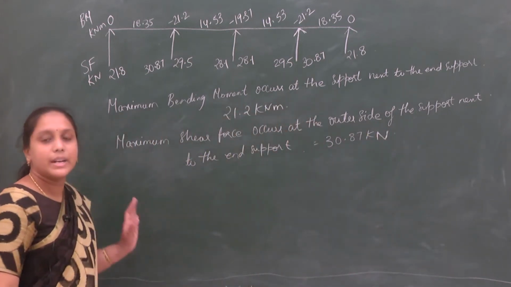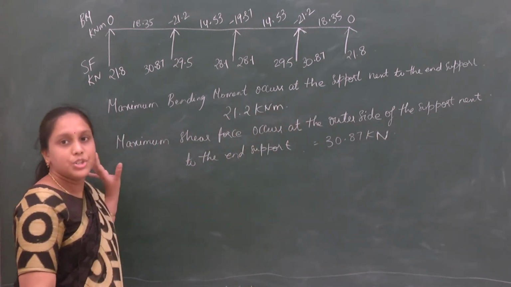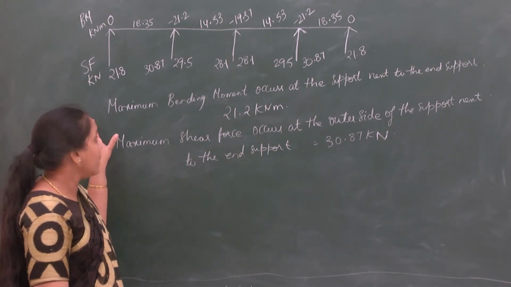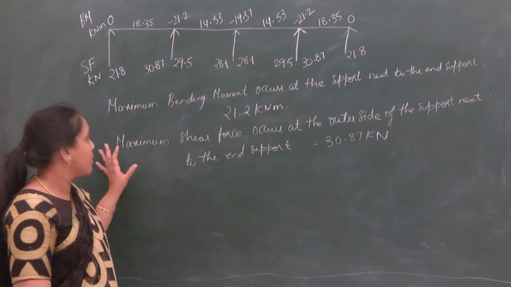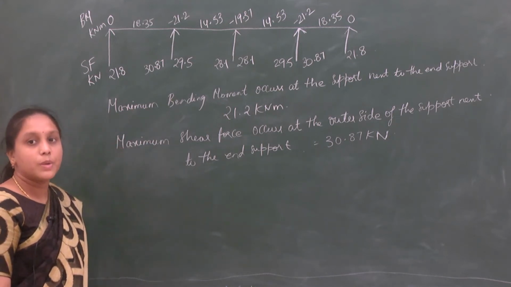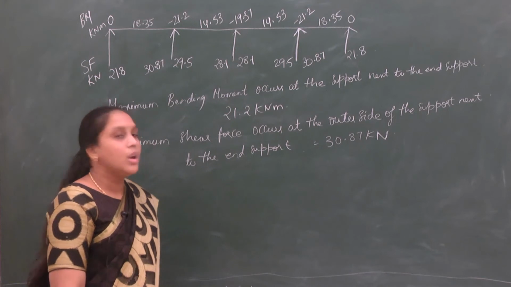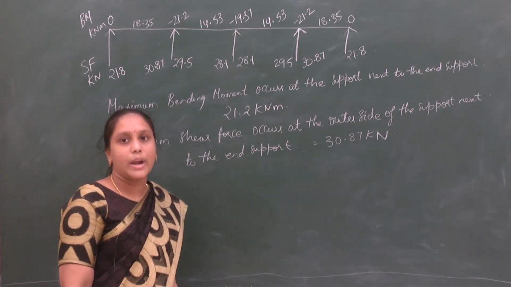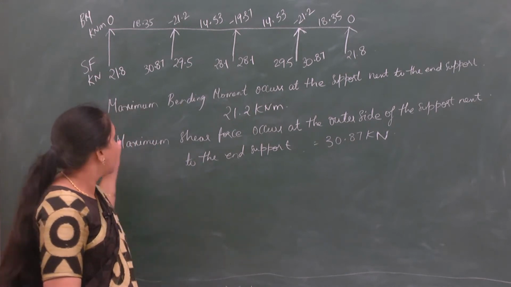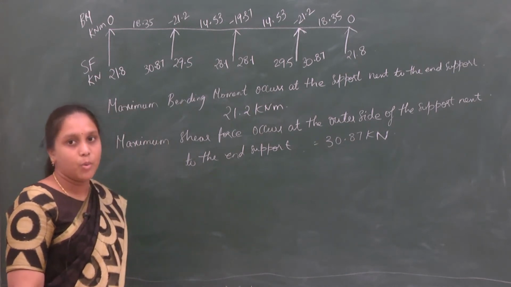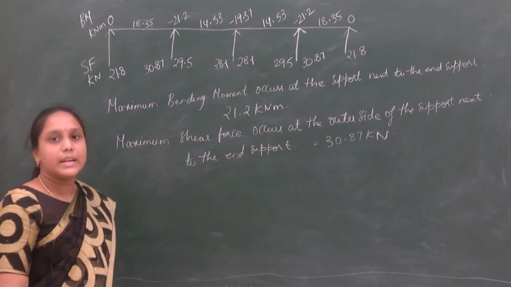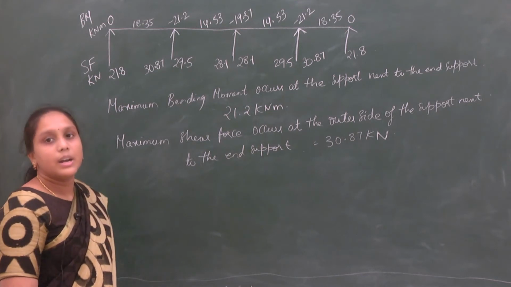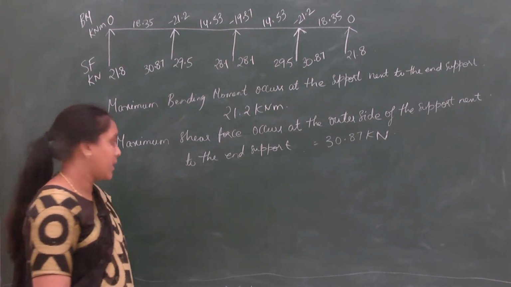So now we have calculated the bending moment and the shear forces at different sections of the continuous slab, and we have written the maximum bending moment and the maximum shear force. Now what is the next step we have to do? The next step is to calculate the depth required for carrying the maximum bending moment. So let us calculate the depth required for carrying the bending moment.